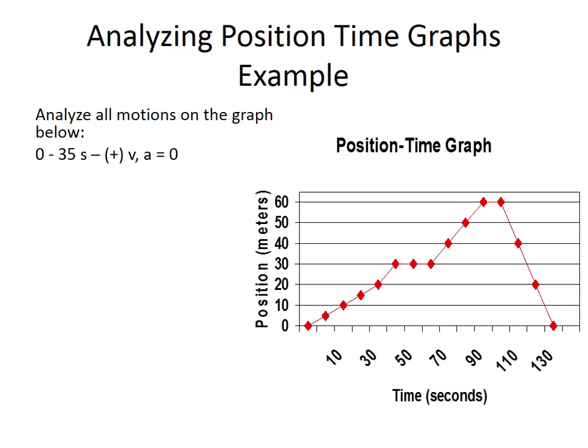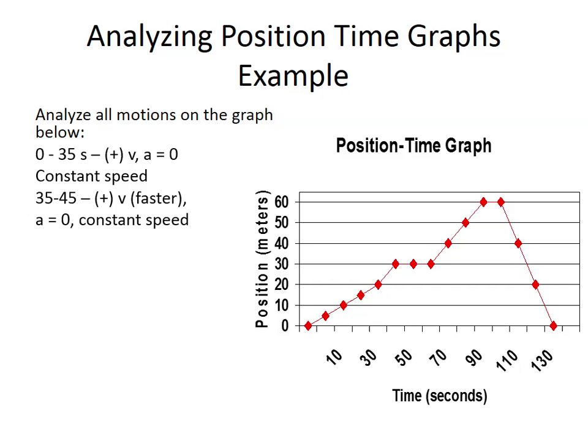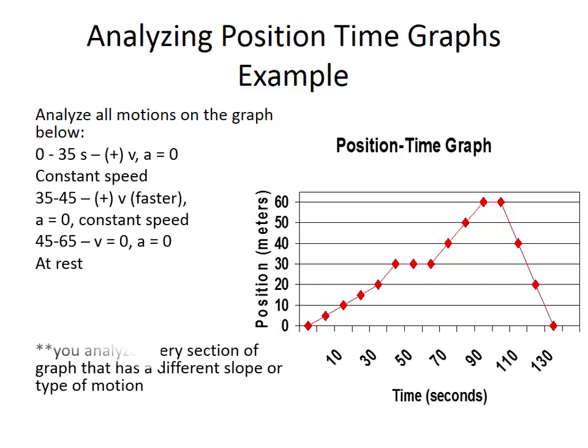All right. So if I break this one down, from 0 to 35, positive velocity, line's going up, acceleration is 0, I'm going at constant speed. From 35 to 45, it's a positive velocity, line's still going up, but I'm going faster. If I found the slope, which again, the question can always say, calculate the velocity, just find the slope. It has a positive velocity, 0 acceleration, constant speed. 45 to 65, both velocity and acceleration are 0, so you are at rest. Obviously, you can then analyze the rest of it. That's basically what we're looking at here.